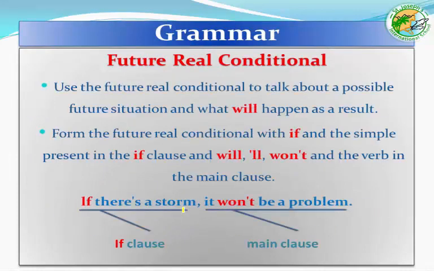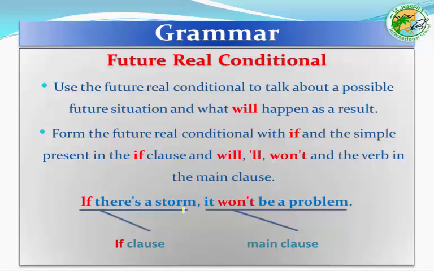Okay? We use the if conditional to talk about a possible future situation and what will happen as a result. Form of the future real conditional: we put if clause followed by main clause. If followed by present simple, I call it the if clause. And will plus infinitive, I call it the main clause. Like when I say, if there is a storm, it will be a problem. So here, if there is a storm, this is the if clause, and it won't be a problem is the main clause.